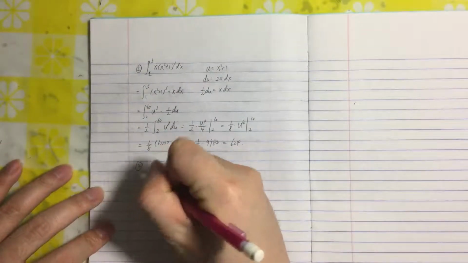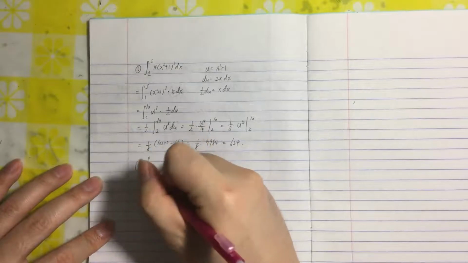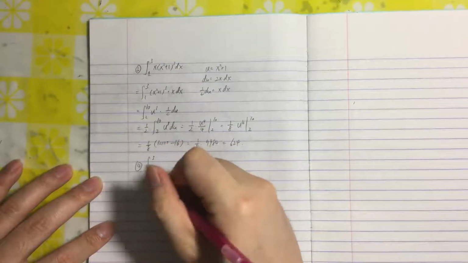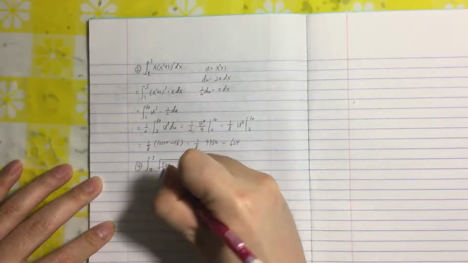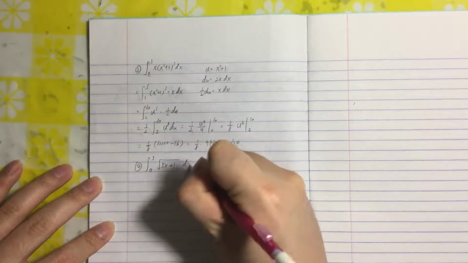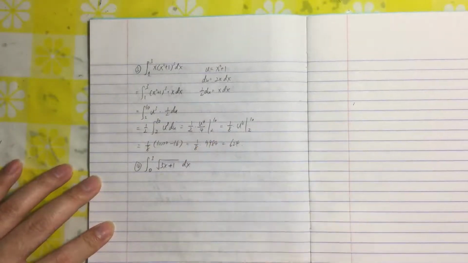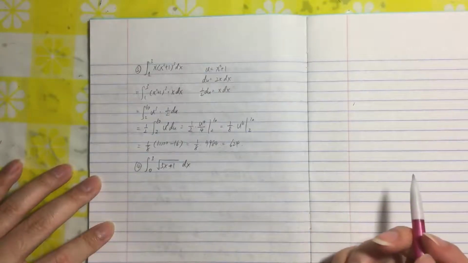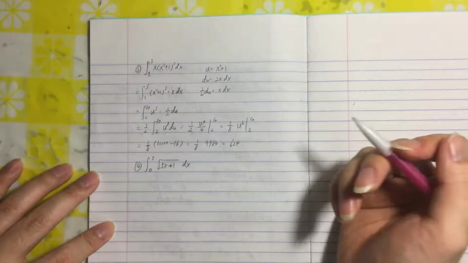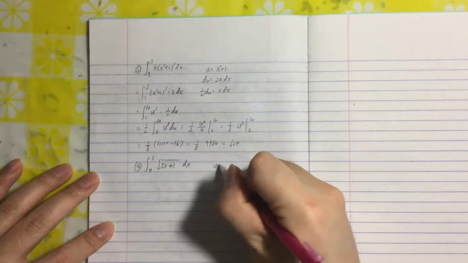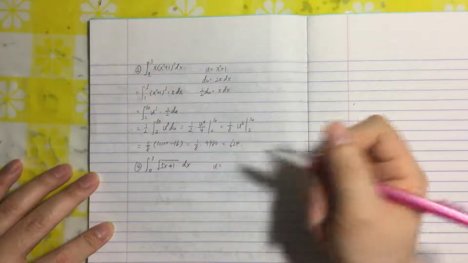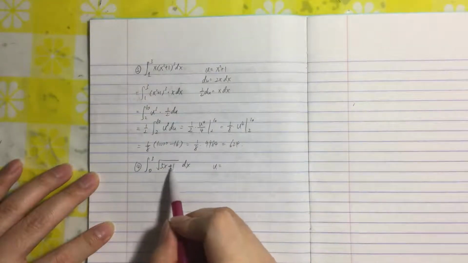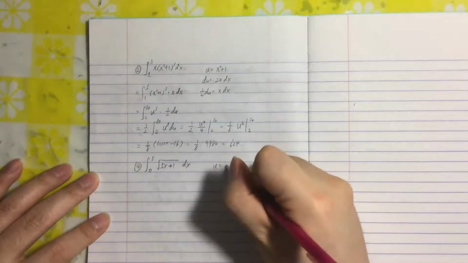Next example. Integral from 0 to 3 of square root of 5x plus 1 dx. Since we can't find the antiderivative directly, think of u substitution. What should we choose for u? The only choice for us is 5x plus 1. So let u be 5x plus 1.